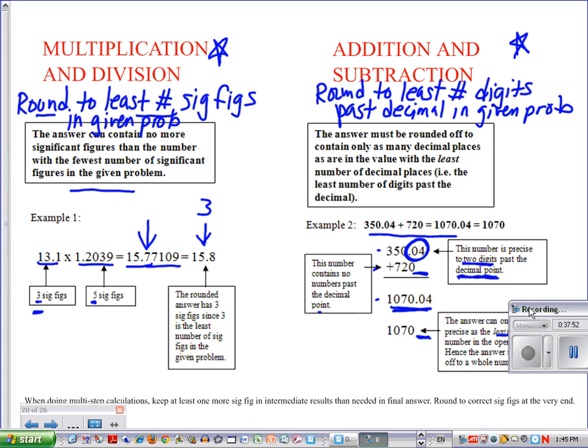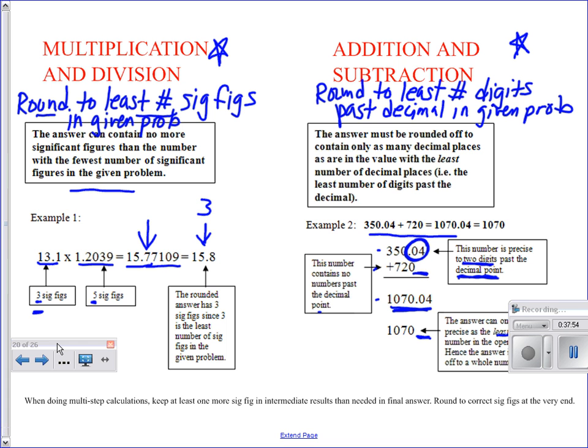Now, what's typically going to happen, your most common problems in chemistry are just going to be a whole bunch of multiplication and division all lined up together. And here's what I want you to do on this. When doing multi-step calculations, keep at least one more significant figure in your intermediate results than are needed in your final answer. You round at the very end.